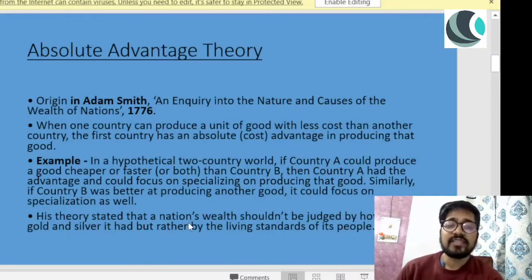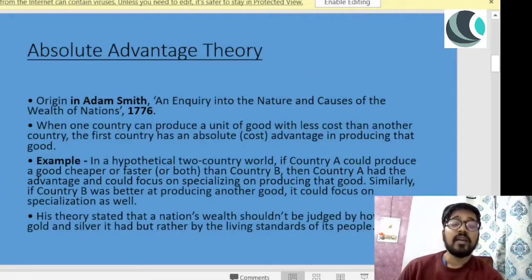His theory stated that a nation's wealth shouldn't be judged by how much gold and silver it had, but rather by the living standard of its people. So this theory doesn't focus upon accumulating gold and silver alone. It focuses on your nation's wealth being seen by the standard of living of the people. Right? This is the absolute advantage theory.